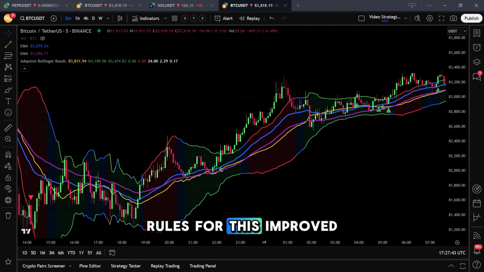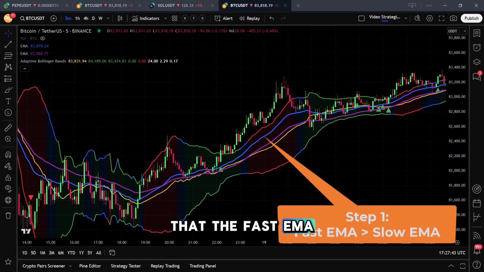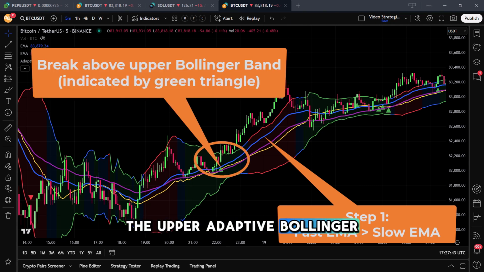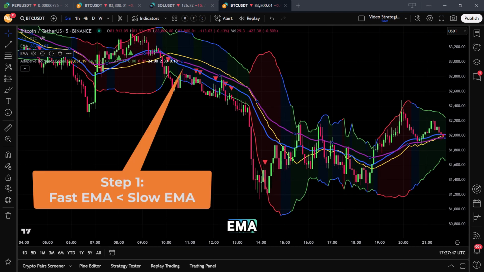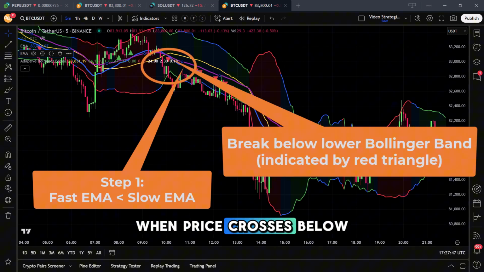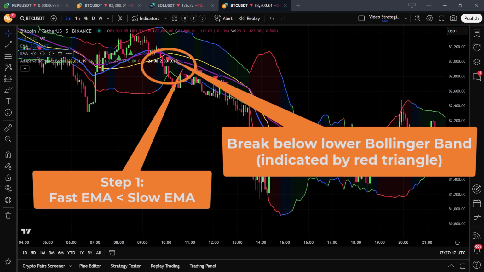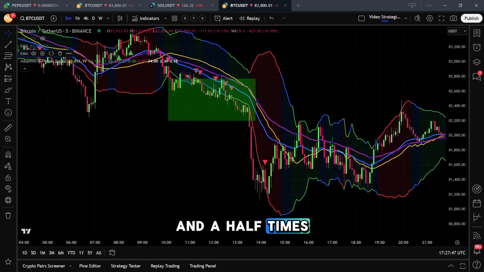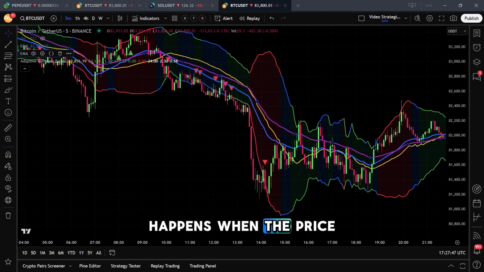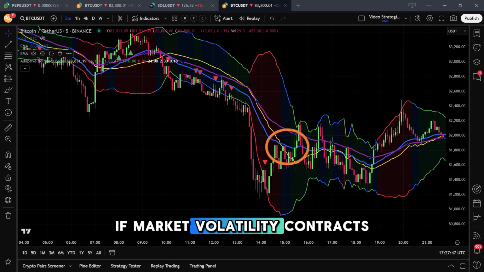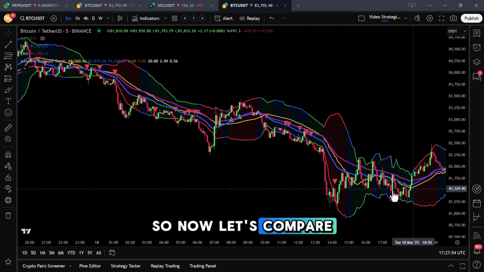So the new entry rules for this improved strategy are that the fast EMA should still be above the slow EMA for major trend detection, but the actual long entry happens when price crosses above the upper adaptive Bollinger Band. And in a downtrend, these rules are reversed. The short EMA should be below the long EMA, and short entries happen when price crosses below the lower adaptive Bollinger Band. Now, take profit still remains at 1.5 times the stop loss, and the stop loss stays at 1.1 times the ATR. Also, another exit happens when the price returns to the middle band if market volatility contracts significantly. So, now let's compare the results.